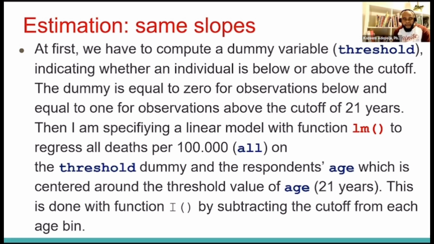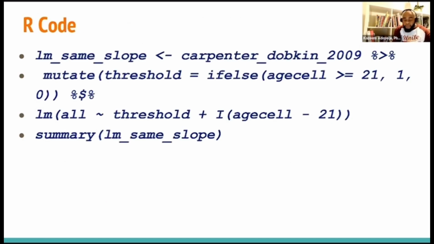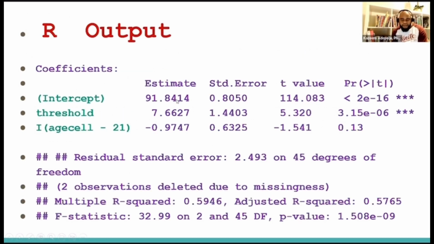But right now, I want to look at the idea of the same slopes on both sides of the threshold. This is the code in R that I'm going to use for that, and this is the result. As you can see in the result, for the treatment effect, you focus on the estimate of the threshold, which means the mortality of the participants here.